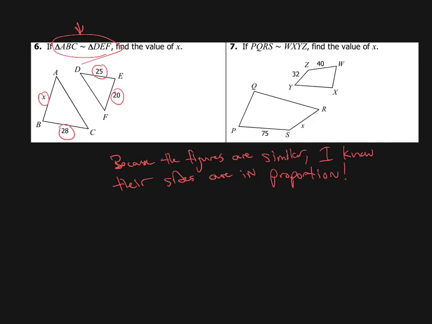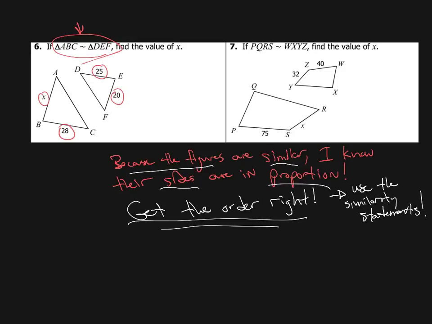Now, in this question, they give us a similarity statement to help us figure out what's going on. So I have 2 pieces of information on this triangle and 2 pieces on this one. So because they told me they are similar, it means that their sides are in proportion. Okay, I'm just going to reiterate that. Because the figures are similar, the sides are in proportion. So I just need to make sure that I get the order right.